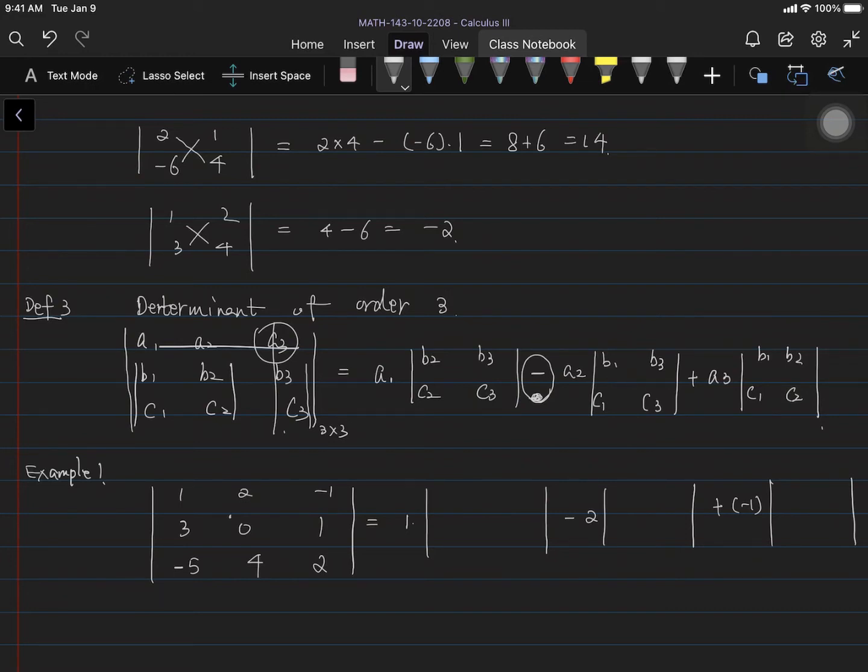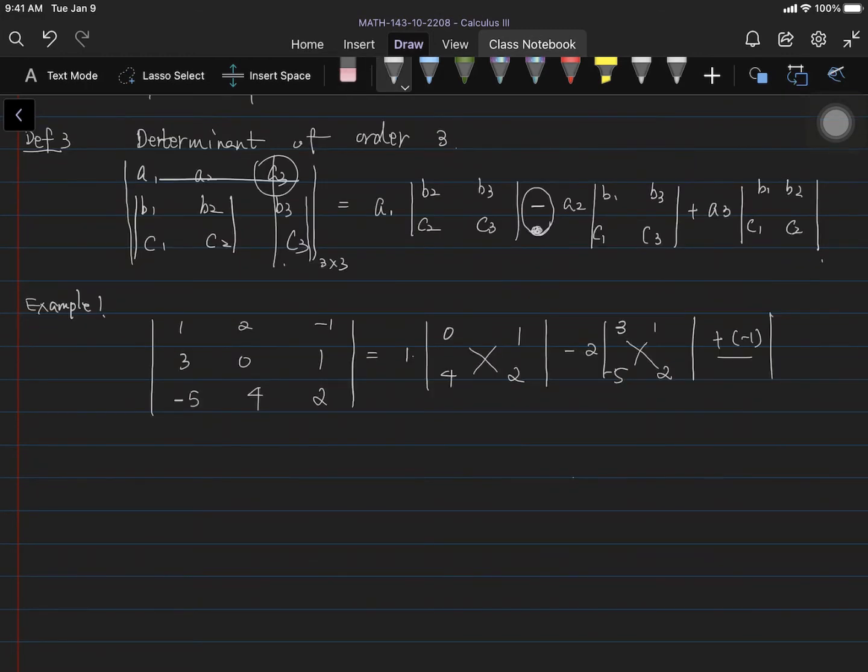So 1 times this one. If we cross the first row and first column, 0, 1, 4, 2 are left. If we look at 2, we cross that one, leaving 3, 1, negative 5, 2. And for negative 1, it is 3, 0, negative 5, 4.